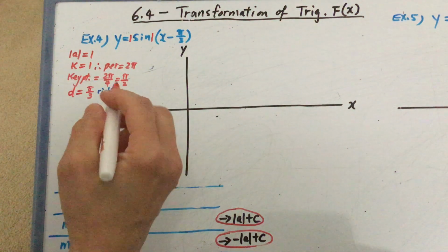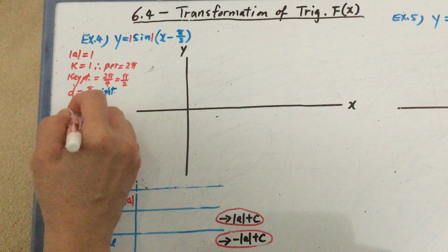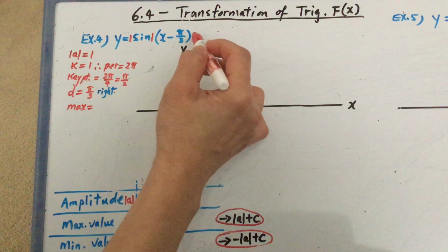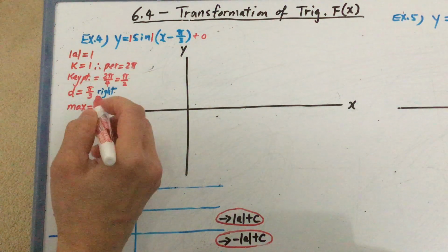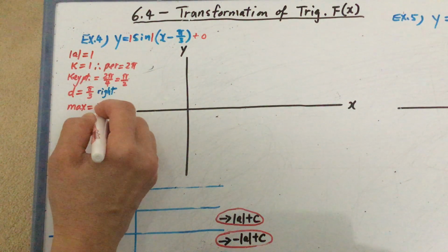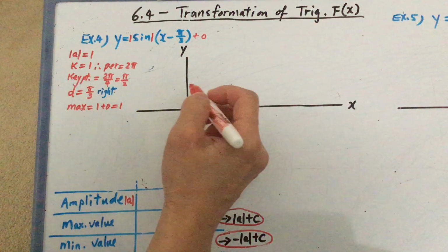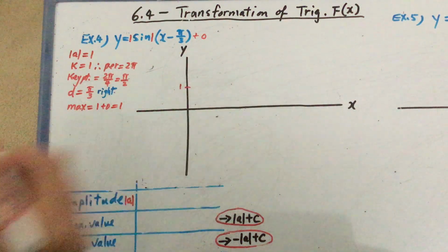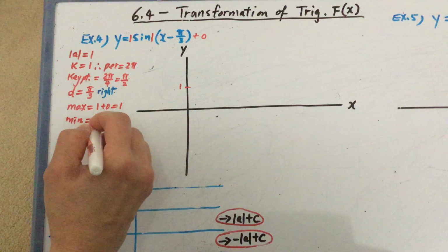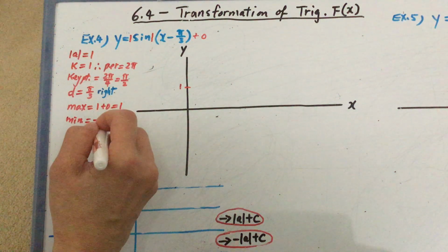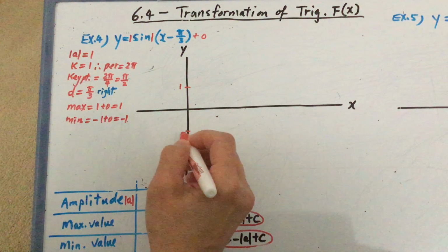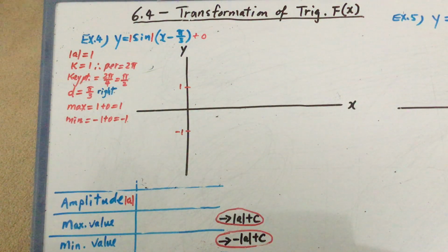And also we need to know the maximum. Because we don't have any c value, plus 0, I know that the maximum is the absolute value of the amplitude 1 plus the 0, so it is equal to 1. So I can go ahead and give myself the scale along the y-axis, and the minimum is going to be equal to the negative of the amplitude, so negative 1 plus the 0, no c, so you're getting a negative 1. So I will mark down here my negative 1 right away.